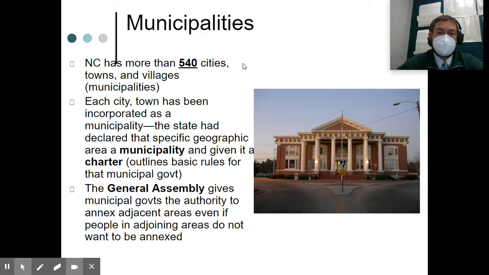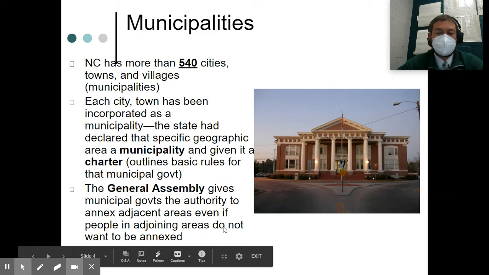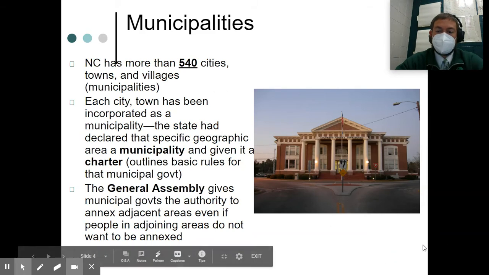Municipalities. North Carolina has more than 540 cities, towns, and villages. All of these are municipalities. Each city or town has been incorporated as a municipality. The state has declared that specific geographic area a municipality and given it a charter, which outlines basic rules for that municipal government. The General Assembly gives municipal governments the authority to annex adjacent areas, even if people in adjoining areas do not want to be annexed. So they can keep adding into the municipality, basically the surrounding rural area. They can annex it or add it to their territory.